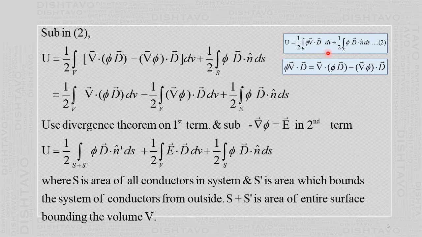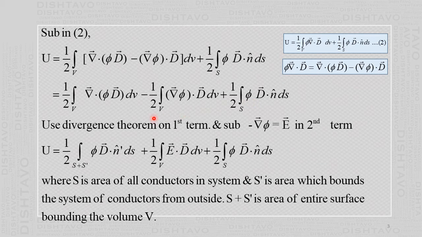When you substitute, you get this. This phi del dot D is substituted there and the dV is there. The second term continues as it is. Then distribute the integral over these two terms. So open the bracket: half the integral of del dot phi D dV minus half the integral of grad phi dot D dV, plus the second term, which becomes the third term here.